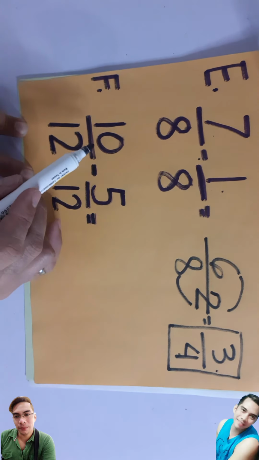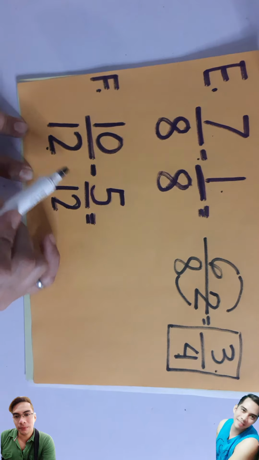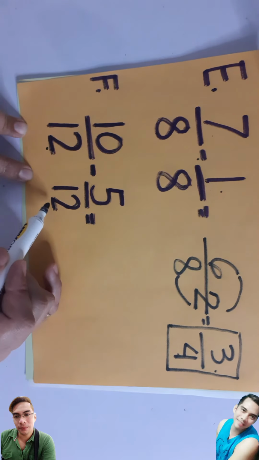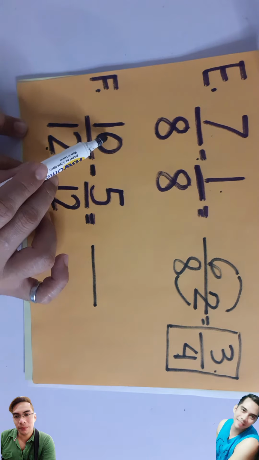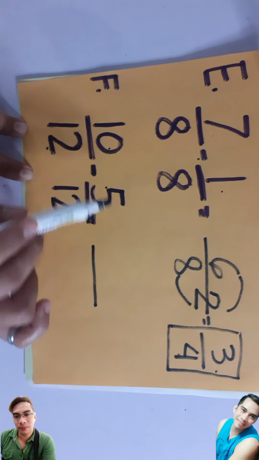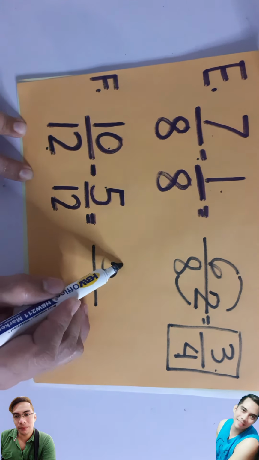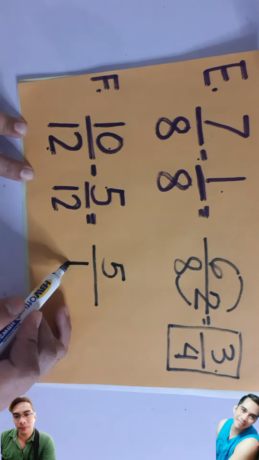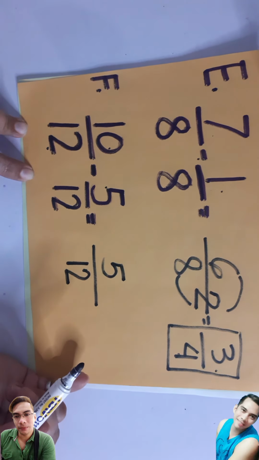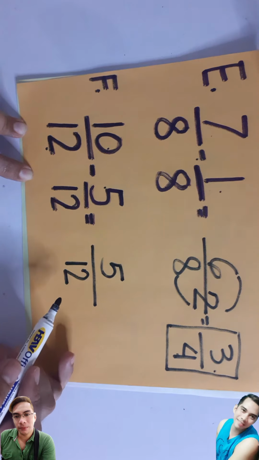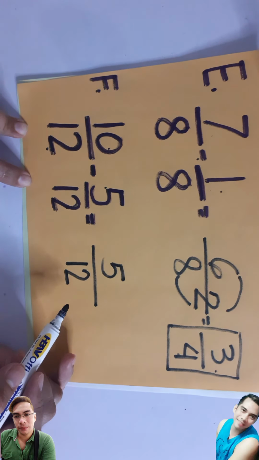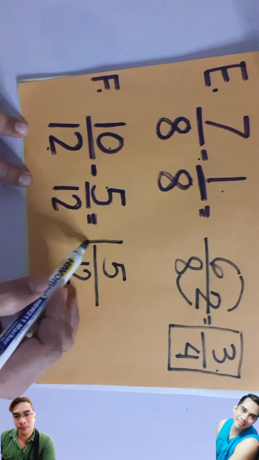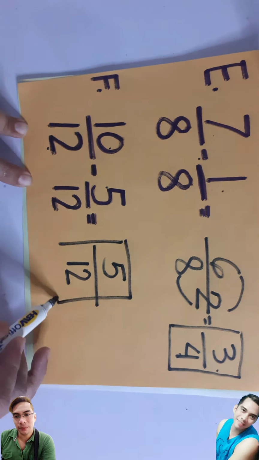Another one, 10 over 12 minus 5 over 12. Subtract numerator, 10 minus 5, answer is 5. Then copy the denominator. So, 5 and 12, hindi na po natin pwedeng i-reduce sa lowest term kasi ang common factor niyan is 1. So, the final answer is 5 over 12.